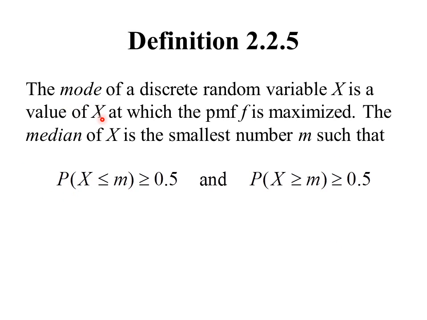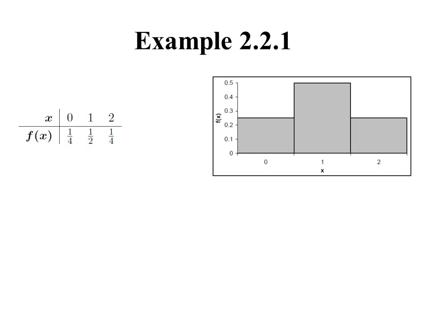So the mode you can think of as kind of like the most likely value of x. F is a measure of how likely the different values of x are. We want to maximize that, and so that's the mode. The median is, you kind of almost think of it as like the number right in the middle. It's not really the number in the middle, but that's kind of a way to think about it. So we need a number such that the probability that x is less than or equal to that number to be at least 0.5, and the probability that x is greater than or equal to that number to also be 0.5. Okay.